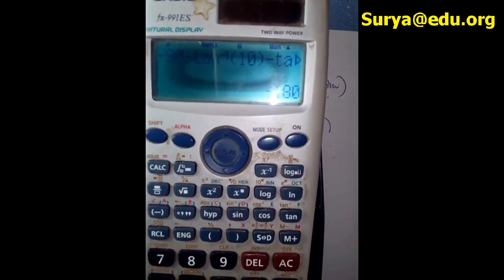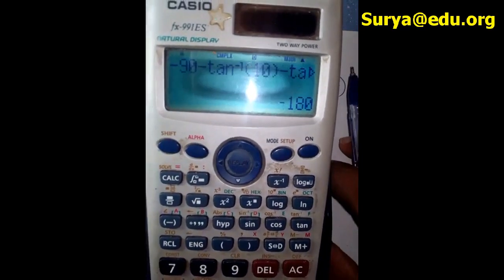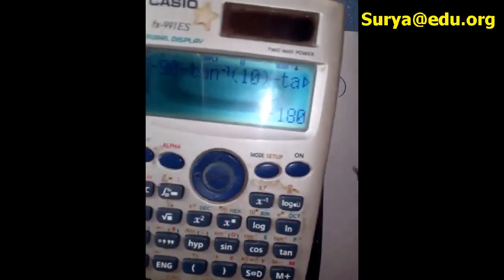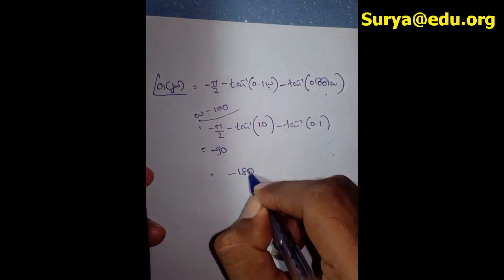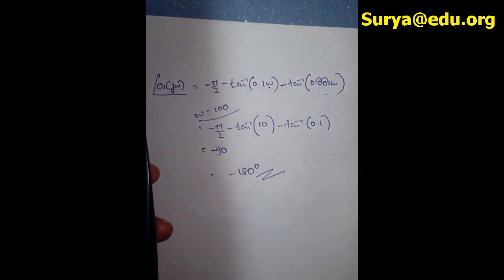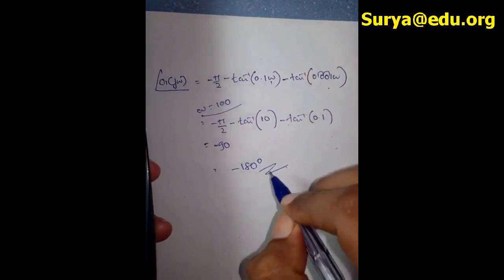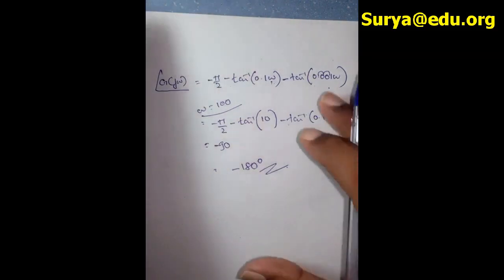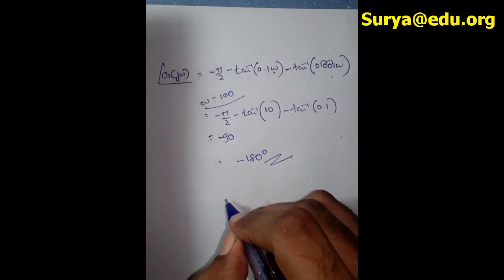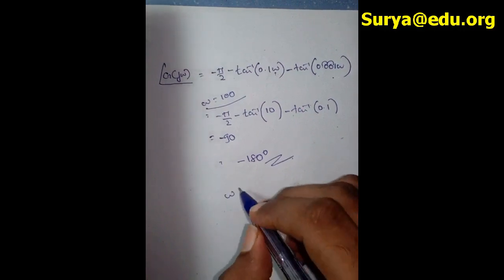0.1. So what is the value you are getting? Minus 180. See, it's minus 180. But minus 180 is in what? Degrees. Okay, so it's in degrees. So now you calculated the particular argument.